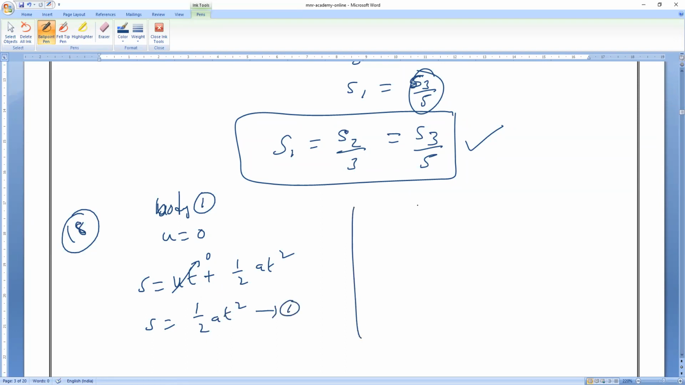Next, the second body. The second body's initial velocity is not 0; it is V. It is moving with constant velocity, which means acceleration is 0. So applying the second equation, S equals ut plus half a t square.